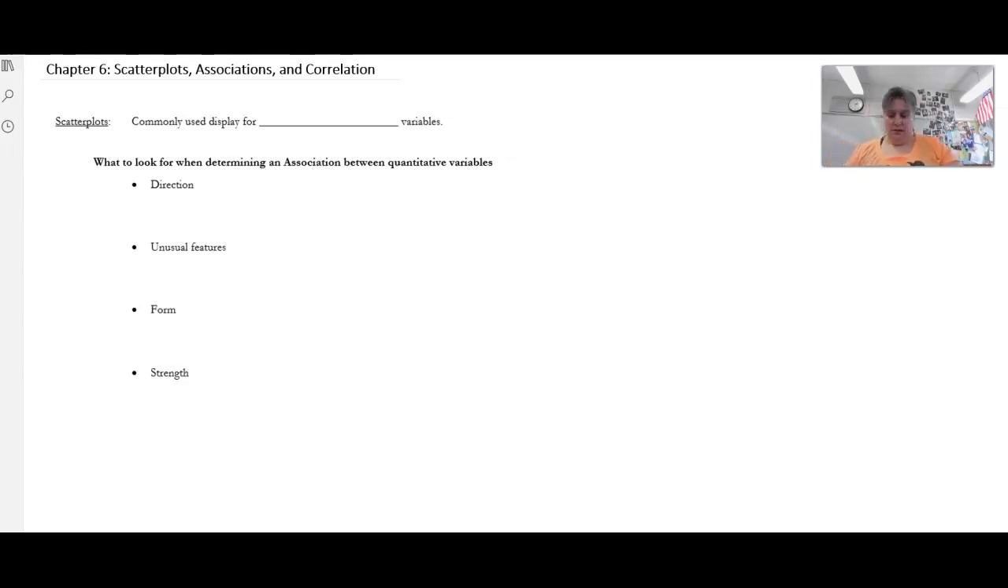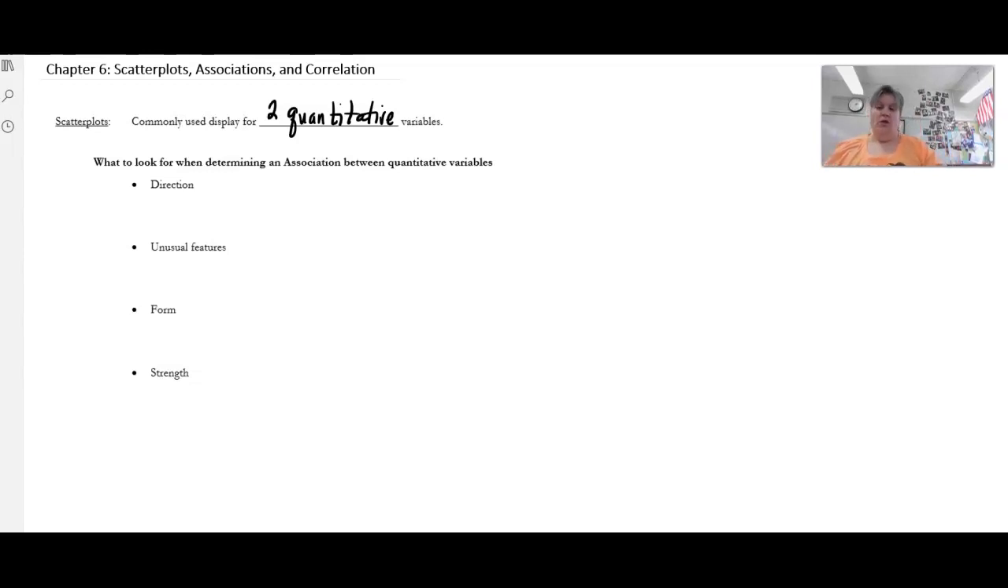Okay, so these are going to be some brief notes on Chapter 6. In Chapter 6, we're going to start looking at scatterplots, association, and correlation. The first thing we need to know is just what is a scatterplot. A scatterplot is a commonly used display when you have two quantitative variables. So when you're comparing two things, a common one would be height versus arm span. That's a common one. Age versus height, that would be another one maybe.